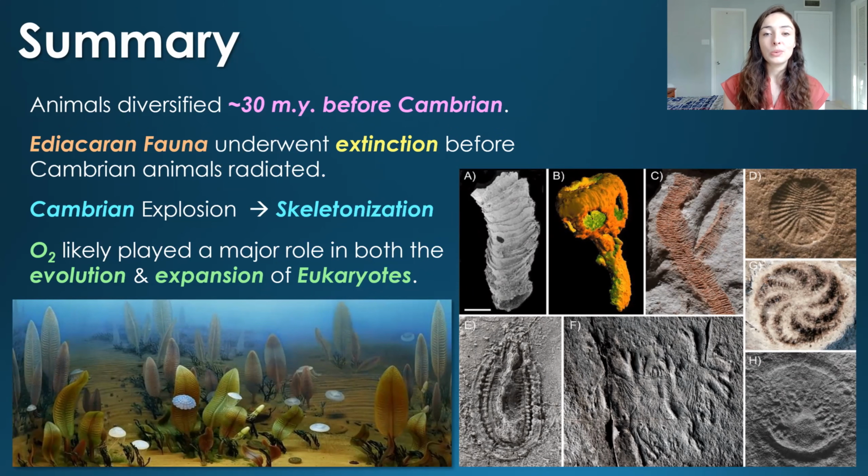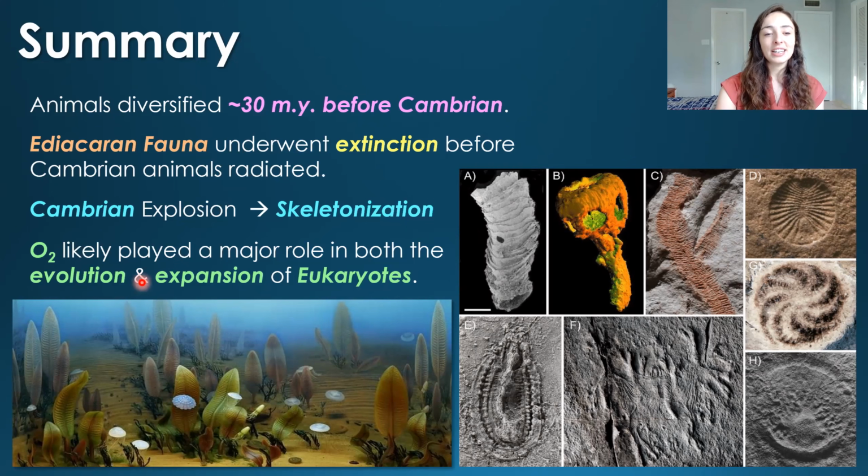And to summarize everything we talked about today, animals diversified 30 million years before the Cambrian period began. So around 570 million years ago is when the Ediacaran fauna started to radiate and diversify. And they did so for a while before they underwent an extinction event, before the Cambrian animals diversified and radiated in the Cambrian, with what was less of an explosion and more so a skeletonization in the Cambrian, but that's kind of a long term or phrase. So it's probably best that maybe we stick with Cambrian explosion, even though it's not that accurate.